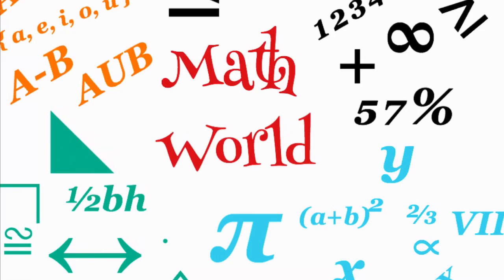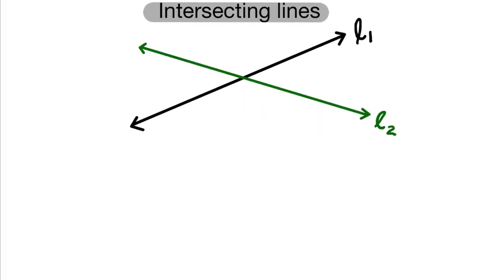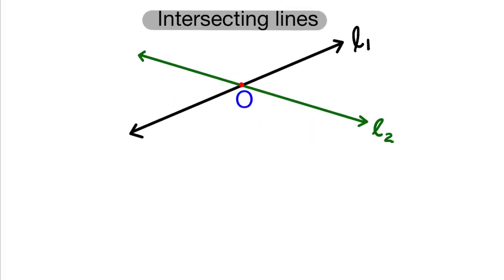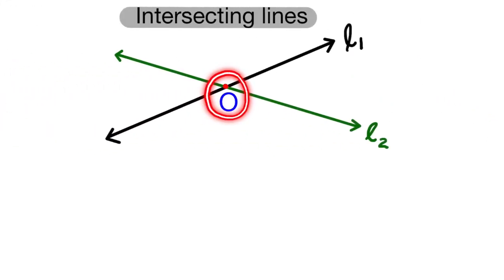Welcome to Math World. Today let us learn about intersecting lines and parallel lines. Intersecting lines. The lines L1 and L2 pass through a common point O. Here O is the point of intersection of the lines L1 and L2.